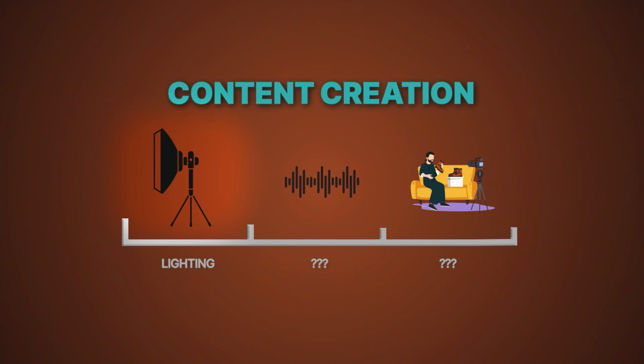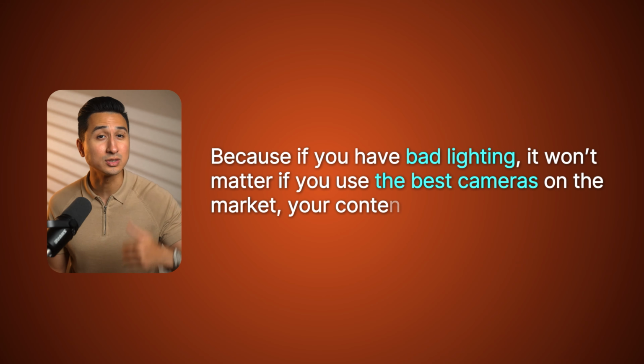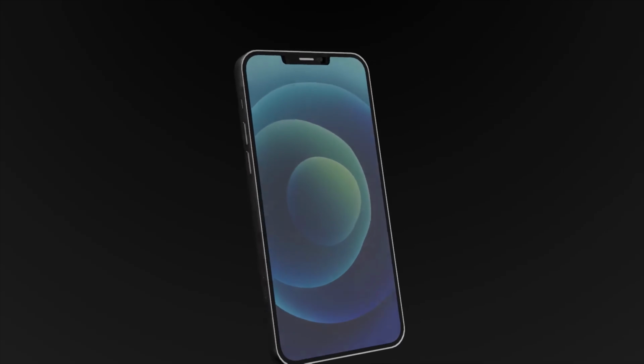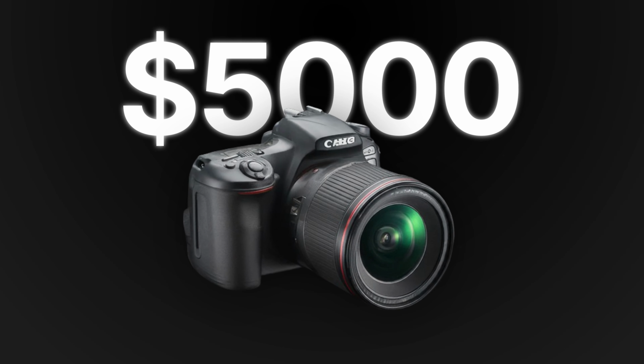And lighting is so important when it comes to your content, because if you have bad lighting, it won't matter if you use the best cameras on the market, your content is gonna look like trash. But on the other hand, if your lighting is on point, then you could use your smartphone and get better looking content than a $5,000 camera.